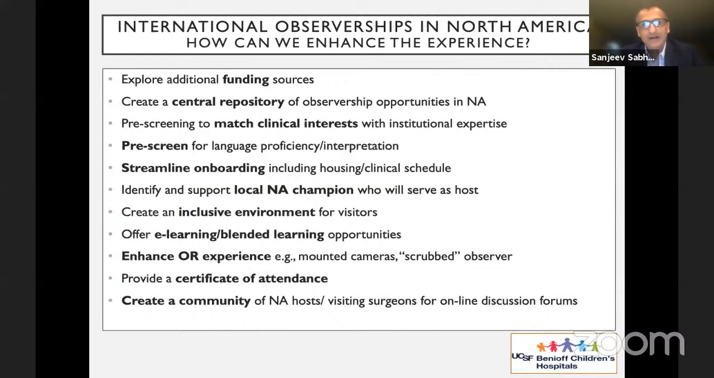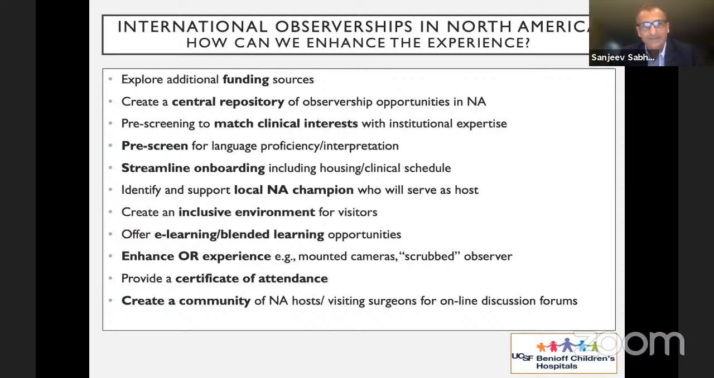And then, how can we enhance this experience? So these were a few things based on feedback and discussion and small group sessions, we came up with some solutions. And I think some of this would be relevant to CCOT as well.